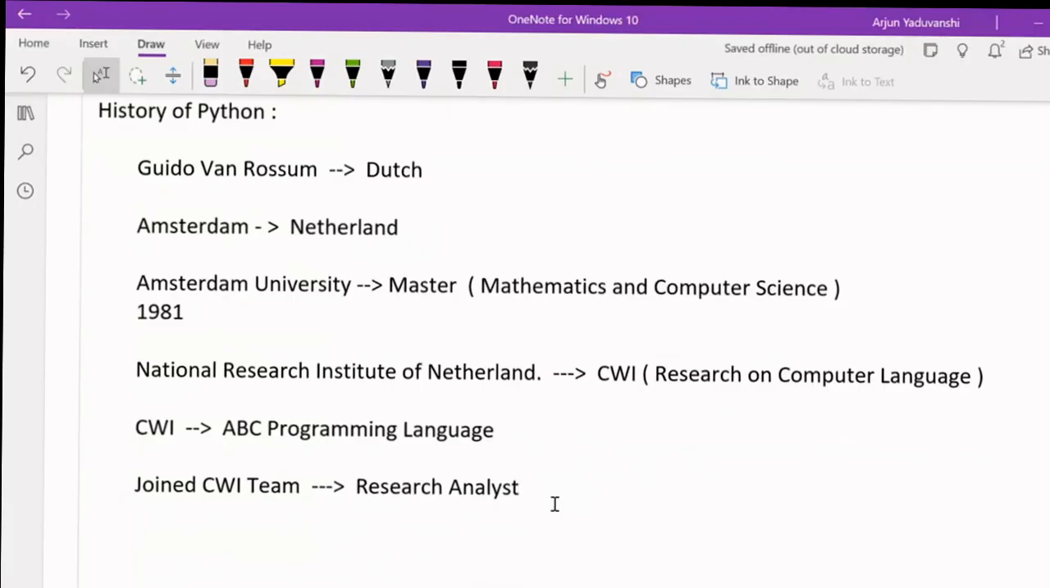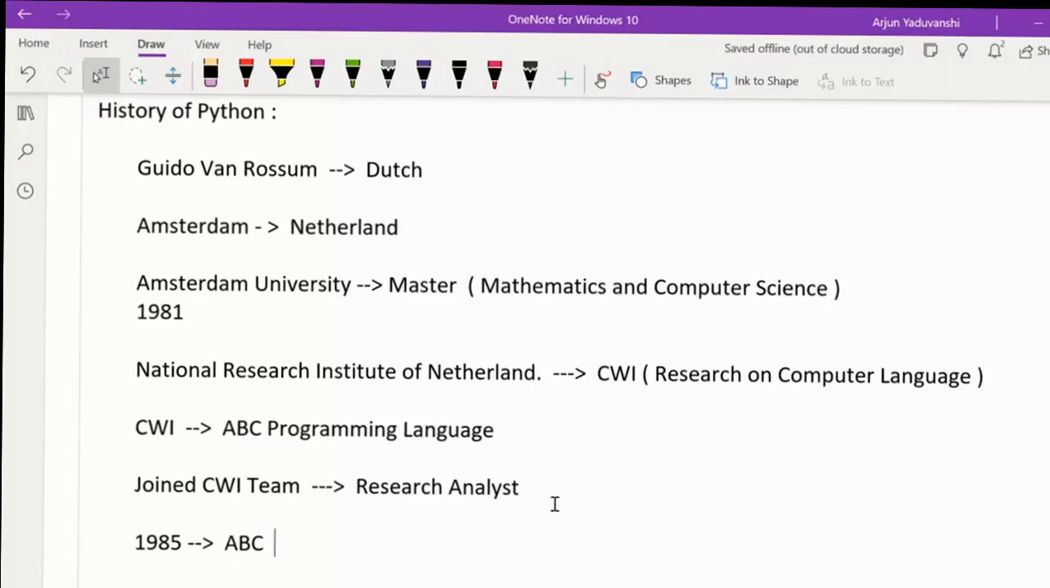After 4 years, maybe in 1985, Guido felt that the ABC language was not framed for a long duration. Now, whenever a programming language is designed, they want that programming language to survive for at least a minimum of 2 to 3 decades. If you take any popular programming language, it is from two or three decades back.